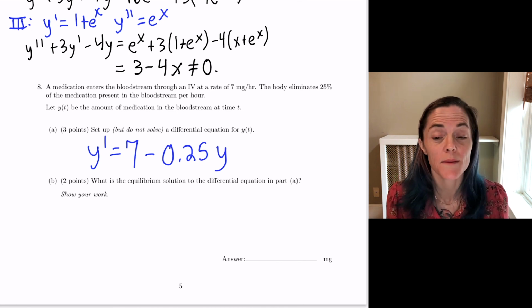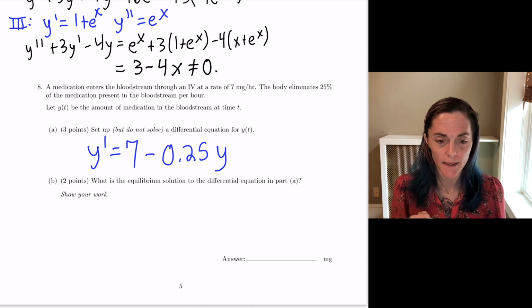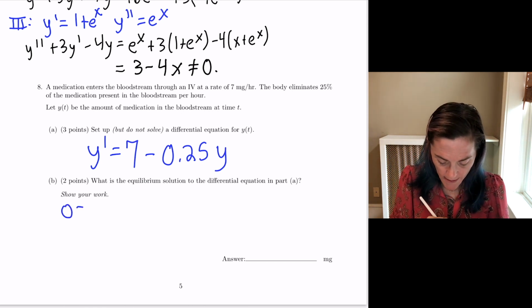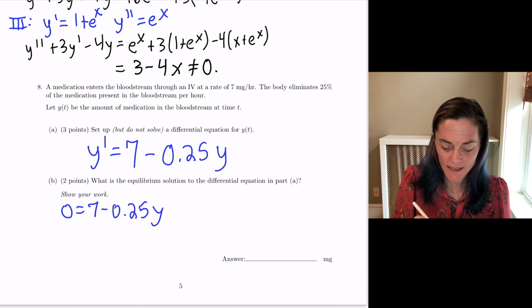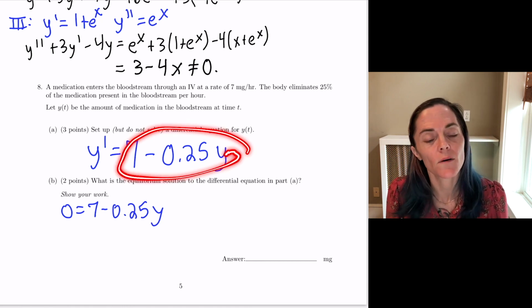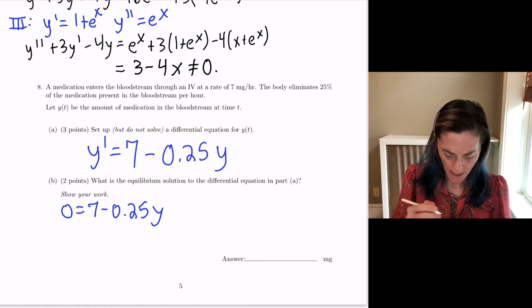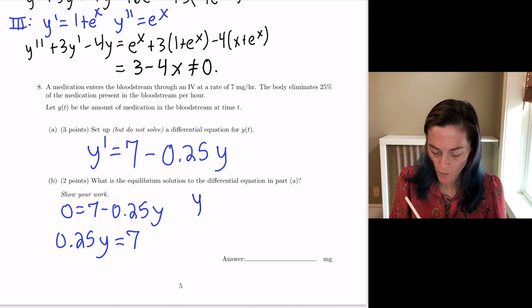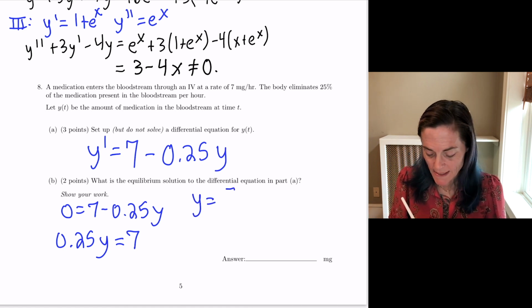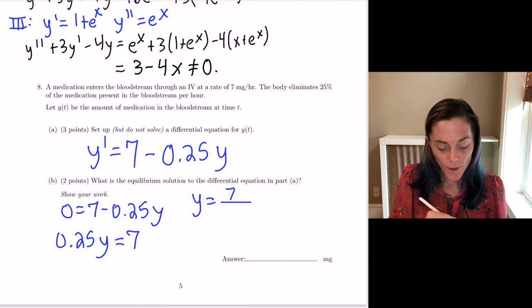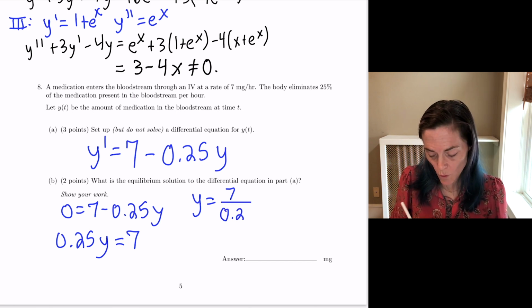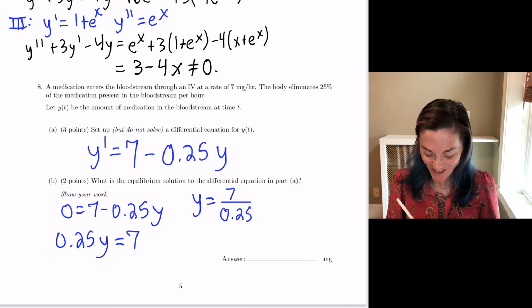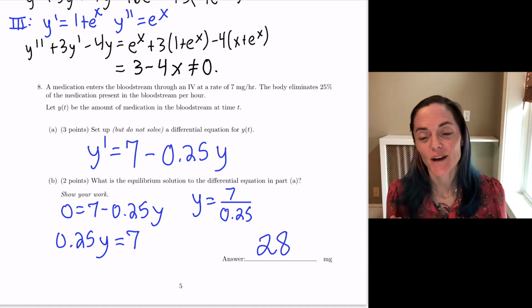What is the equilibrium solution to this differential equation? Well, we set this capital F of y, which is this function over here, to 0 and solve. So we get 0.25y is 7. Y would be, well, really, this is divided by a fourth, or 7 times 4, which is 28 milligrams.